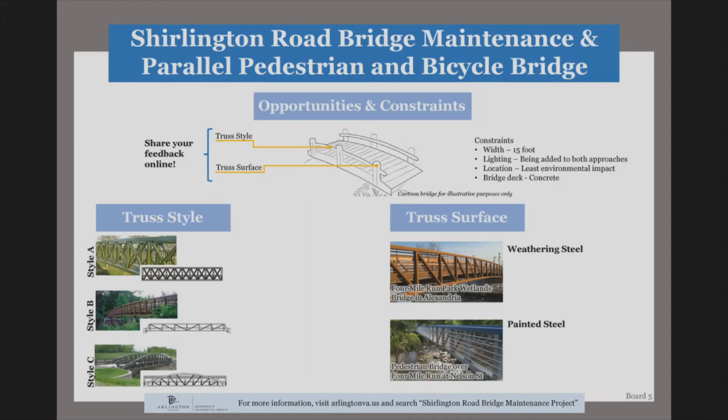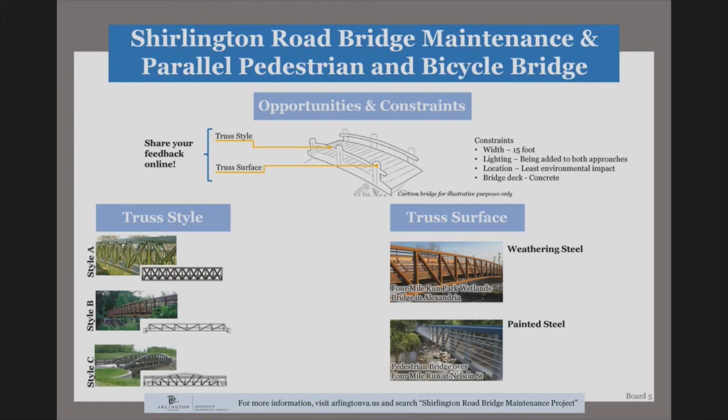And if you guys are looking at the truss surface photos and thinking that they look a little bit familiar, that top one with the weathering steel is a new bridge that just went in, I think this season or the season before, with the 4 Mile Run Park Wetlands Bridge on the Alexandria side.